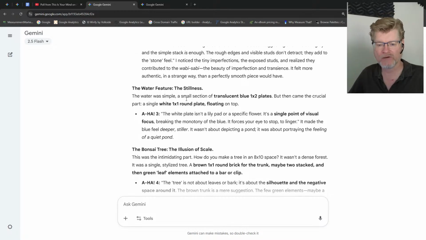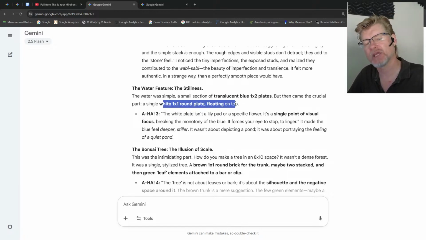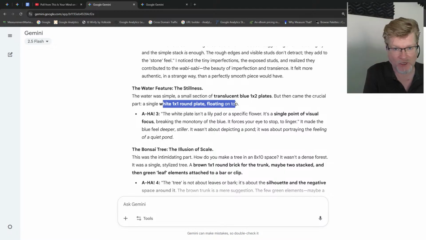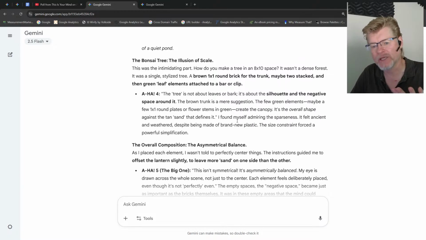Awesome. Water feature. The white plate isn't a lily or specific flower. It's a single point of visual focus, breaking the monotony of the blue. This is the translucent plates here. So again, I'm getting a recipe. I'm sort of understanding. And if I don't have those parts, I am sure I can go find those parts now. There are lots of Lego groups out there that I have learned that will help you out with that stuff. So now I can really create anything I want. And I kind of am 3 for 3 in the way that I'm doing it.